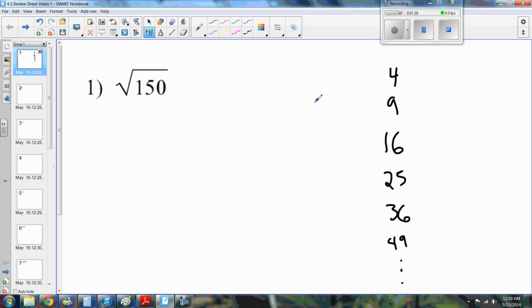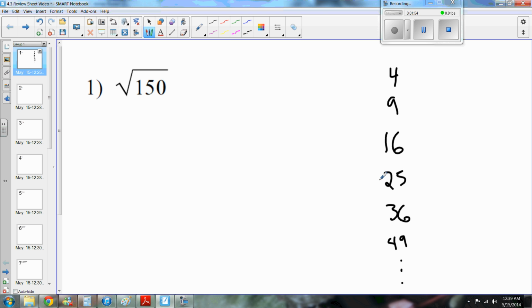Say I divide 150 by 4. My answer is not going to be an integer. It's some decimal. So I know that 4 is not a factor of 150. 150 divided by 9 is also not an integer, and on and on.